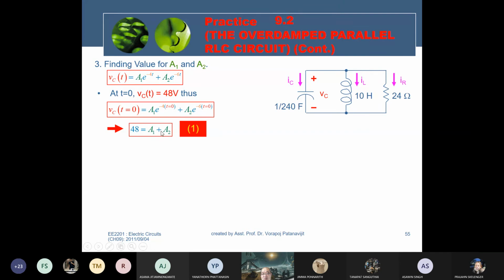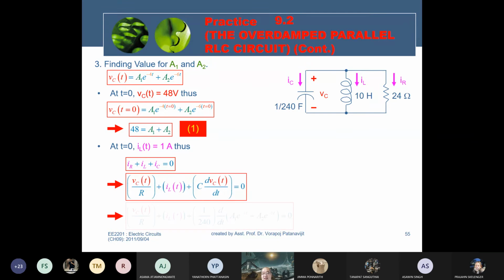Anything to the power 0 gives you 1. You get the first equation: A1 plus A2 equal to 40x. For the second equation, you apply the second initial condition using KCL: IL at time 0 equals 1 amp. IR plus IL plus IC equals 0.